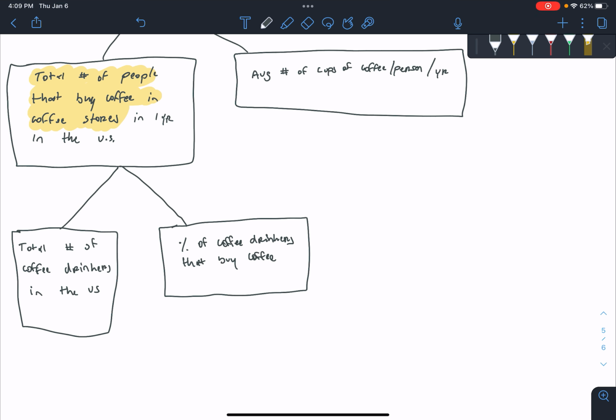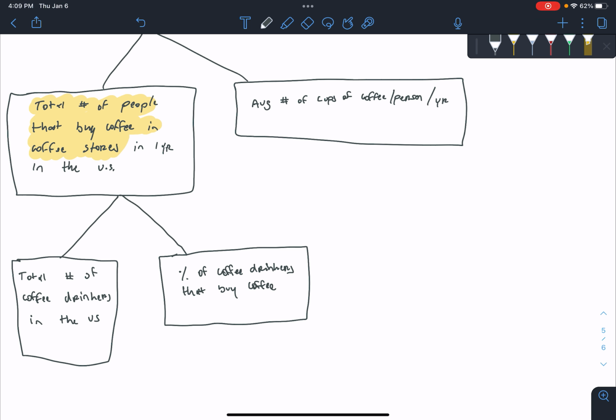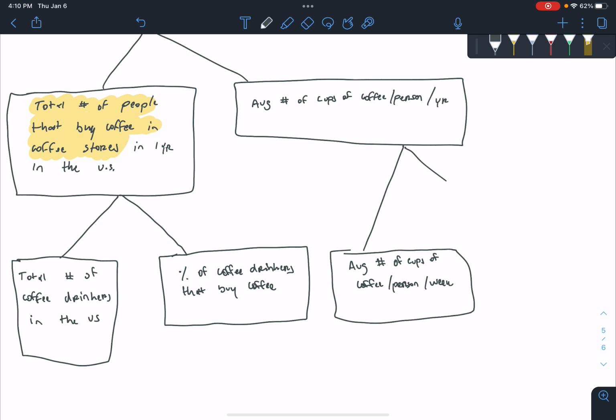So let's pay attention now to the right side, which is the average number of cups of coffee per person per year. This is something that I could break down because if I were to estimate this, it would be a bit hard, right? I don't entirely know this number off the top of my head. Also, because I don't really drink coffee, but I could break this down into the average number of cups of coffee per person per week. I can estimate that relatively well. And then this can just be weeks in a year.